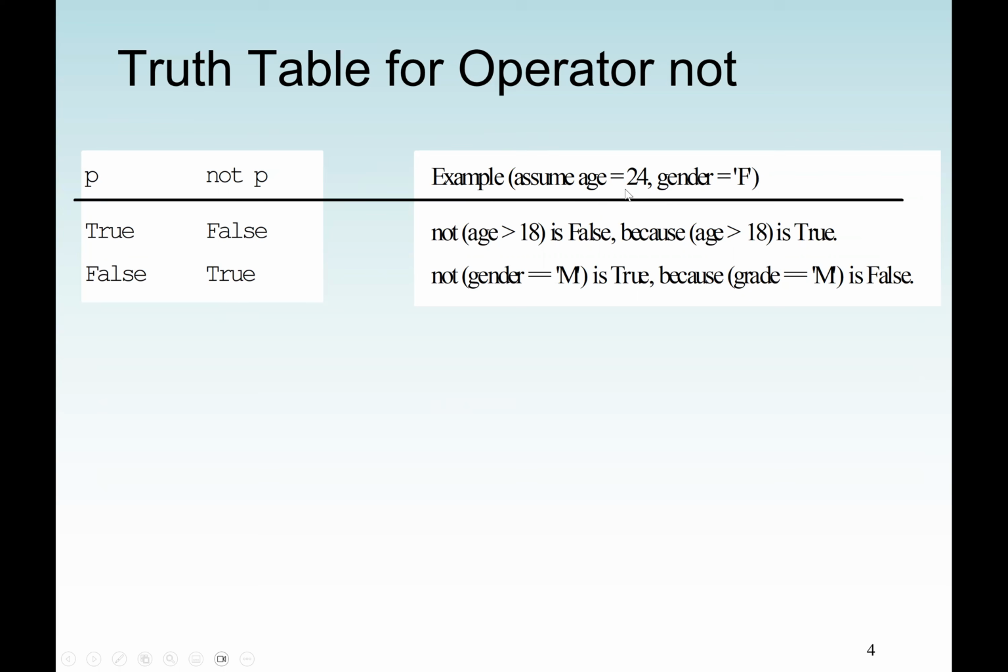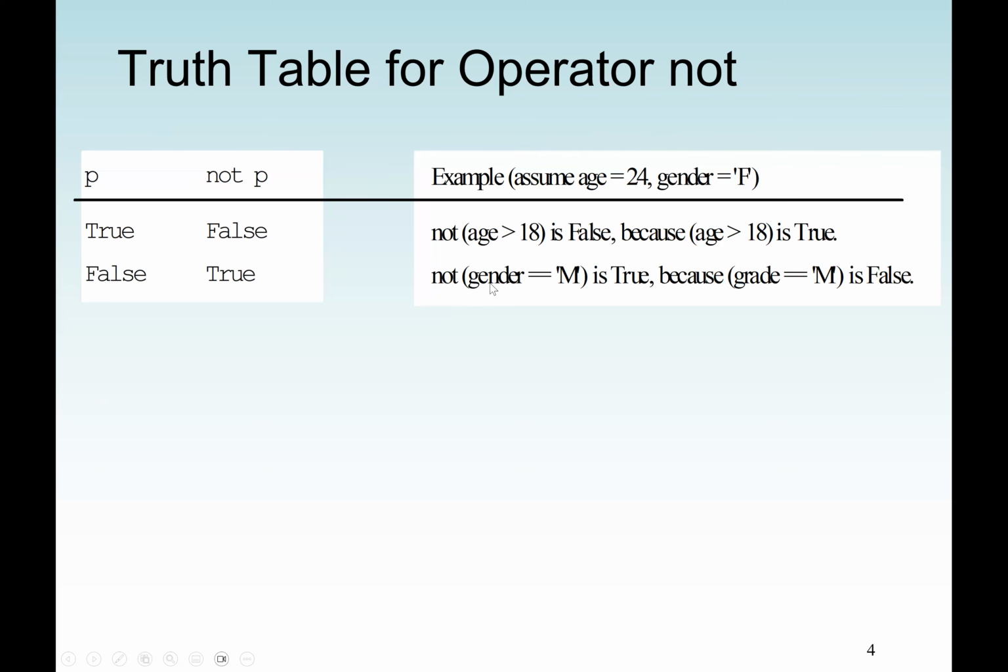So, in the example given here, assume we assign 24 to the age variable, and we also assign female, or F, to gender. Now we say not age greater than 18 is false, because age greater than 18 is true. So again, let's assume this is true. If age is 24, not age greater than 18 means age is less than or equal to 18. So the answer will be false because age is 24.